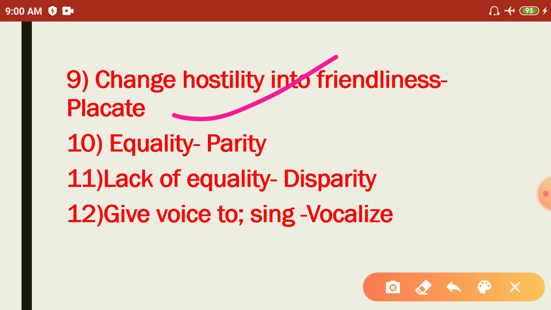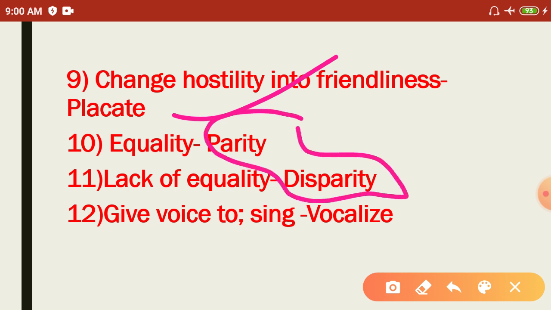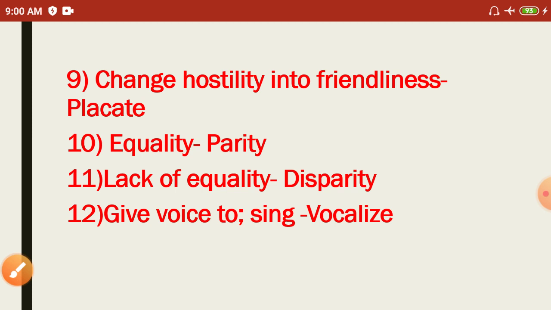Lack of equality, disparity. See, these two words are synonym and antonym of each other. Equality means parity. Lack of equality means disparity. The next one: give voice, or to sing, is known as what? Vocalize. If you are giving voice or singing, it is known as vocalizing. Clear?